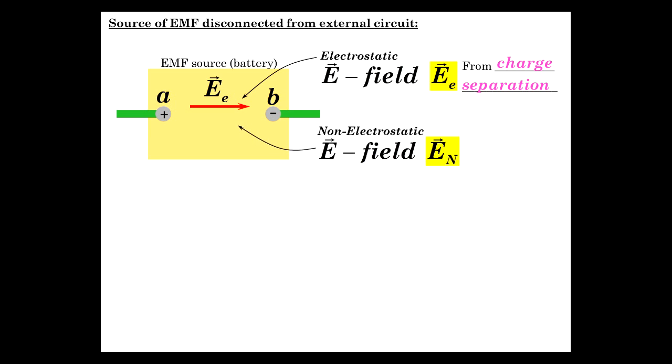So we now define another E field. It's actually pointing in the opposite direction. We call it E sub n, non-electrostatic, and it's from the energy of the source. In this case, chemical energy is involved.